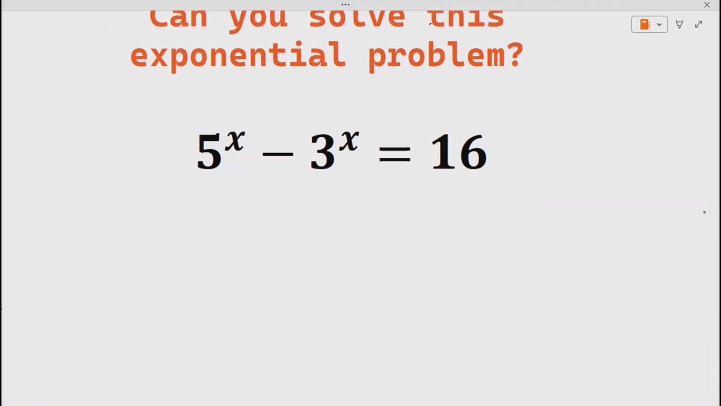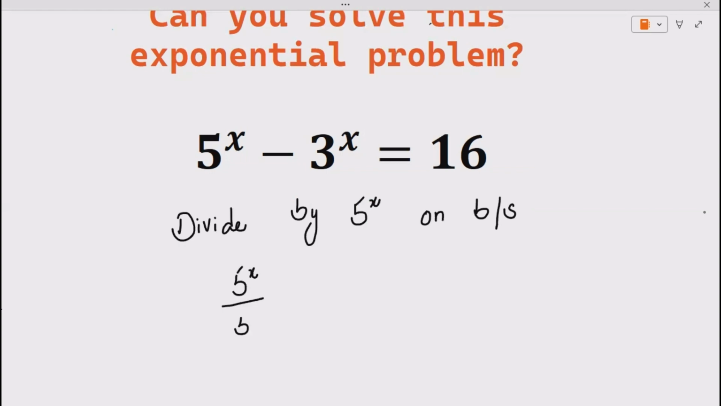Okay, so the equation we are given is 5 raised to the power x minus 3 raised to the power x equals 16. First thing, we have to divide this equation by 5 to the power x. Why we are dividing by 5 to the power x, you can find out in a bit. So both sides I am dividing by 5 to the power x. So 5 to the power x, beneath it we have another 5 to the power x, minus 3 raised to the power x divided by 5 to the power x, equals 16 over 5 raised to the power x.